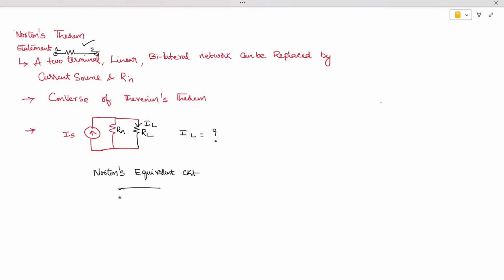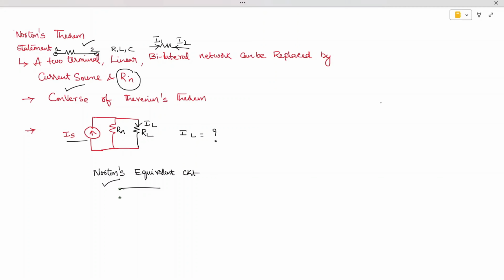Any two terminal linear, meaning resistive, inductive and capacitive elements, and bilateral. Bilateral means it has to allow the current in the forward direction and also in the reverse direction. Any two terminal linear bilateral network, a big network, can be replaced with a current source of magnitude Is and an internal resistance, called the Norton resistance R Norton, and represented by a Norton's equivalent circuit like this.